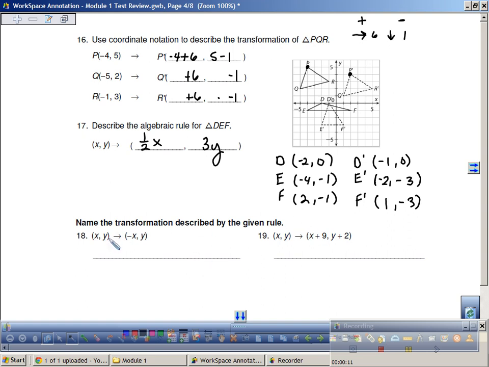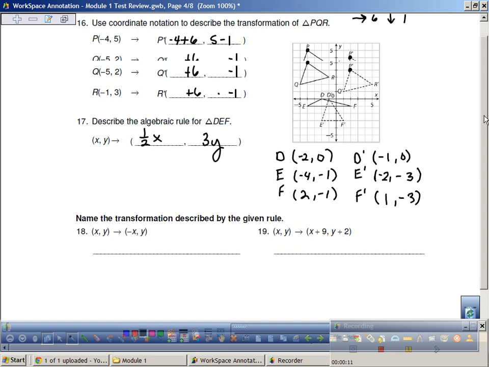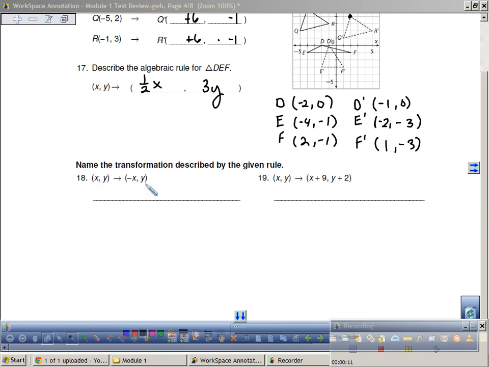All right, let's look at 18. What's the transformation from 18 by just looking at it? What type of transformation is this? It's a reflection. It's a reflection over what? Good. It's a reflection over the y-axis. Y stays the same, so it's reflecting over y. If x stayed the same, it would be reflecting over x.